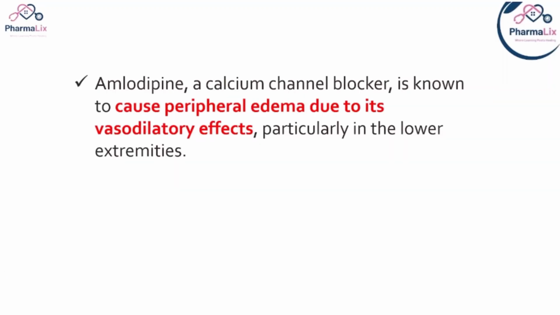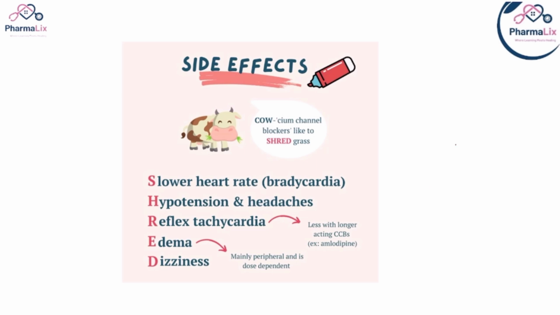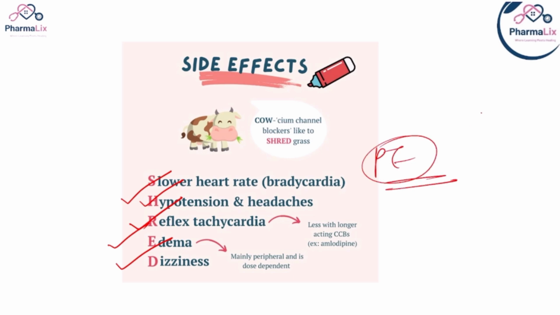Let's see how. Amlodipine, a calcium channel blocker, is known to cause peripheral edema due to its vasodilatory effect, particularly in the lower extremities. By lower extremities, we mean these are the upper body and then we have the lower body where we have our legs. So in the lower extremities, it causes a little swelling, and this is the peripheral edema side effect of amlodipine. Side effects of calcium channel blockers are slower heart rate, that is bradycardia, hypotension and headache, reflex tachycardia, edema and dizziness. So peripheral edema is one of the major side effects of calcium channel blockers, that is amlodipine.